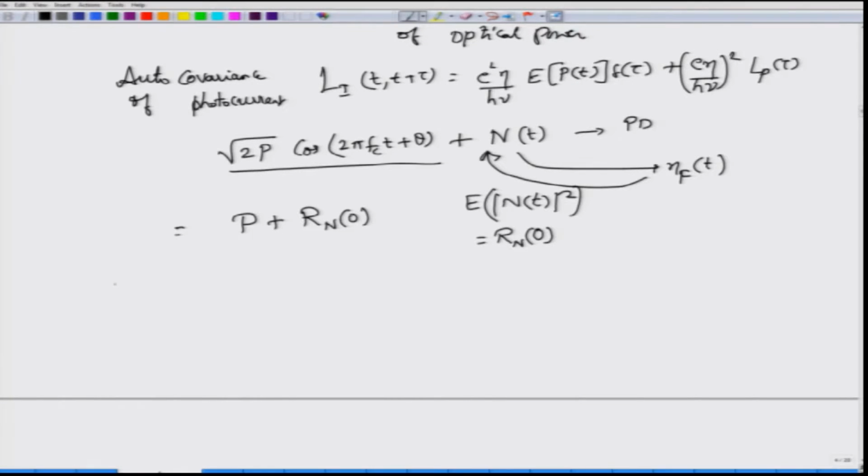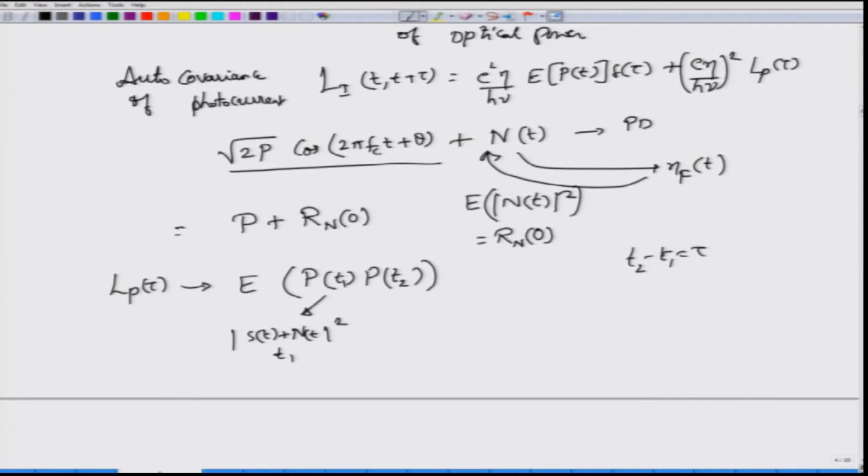To evaluate those terms, let us look at this Lp of tau, which comes from taking the expectation of the optical power that you have. So, P at time t1, P at time t2, where you remember that t2 minus t1 is equal to tau. Okay. When you write down this equation, the total optical power that is coming in from this side will be the optical power, right. So, that would be S of t plus n of t magnitude square evaluated at t1. You also have S of t plus n of t magnitude square evaluated at t2. So, this is the optical power P of t1, this is the optical power P of t2.